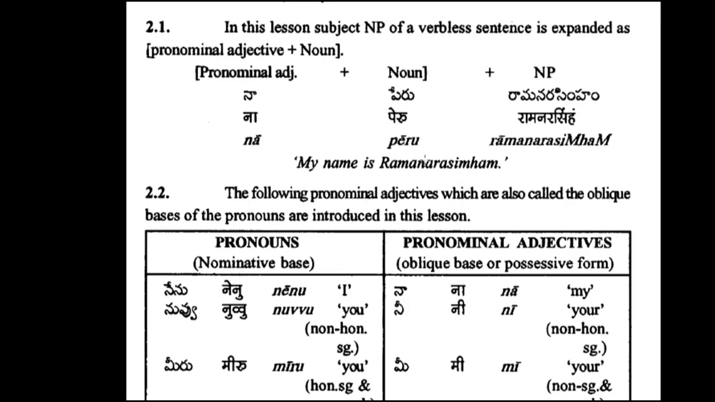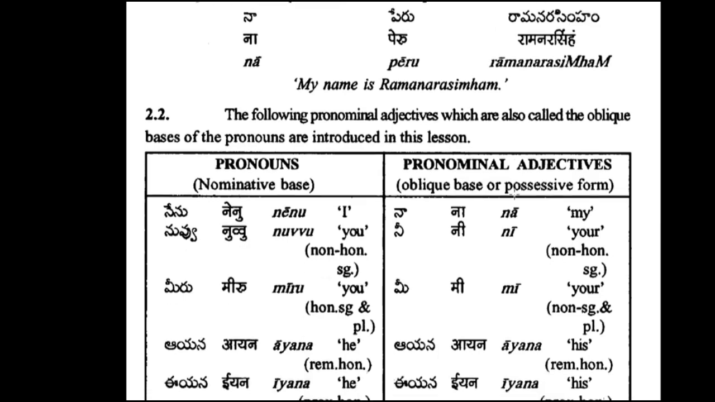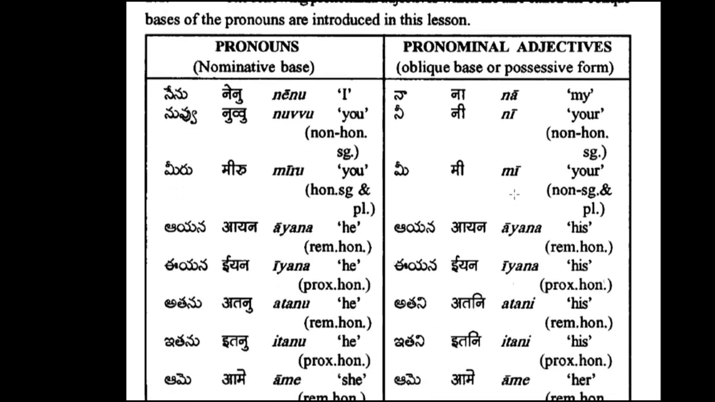So whenever you want to say your name, you need to say it like this. Na peru Rama Narasimham. Instead of Rama Narasimham, you have to say your name. My name is Praveen. Na peru, then say your name, so the others can understand your name. The next one is the following pronominal adjectives, which are also called the oblique bases of the pronouns, introduced in this lesson. Okay, let us see the example sentences.